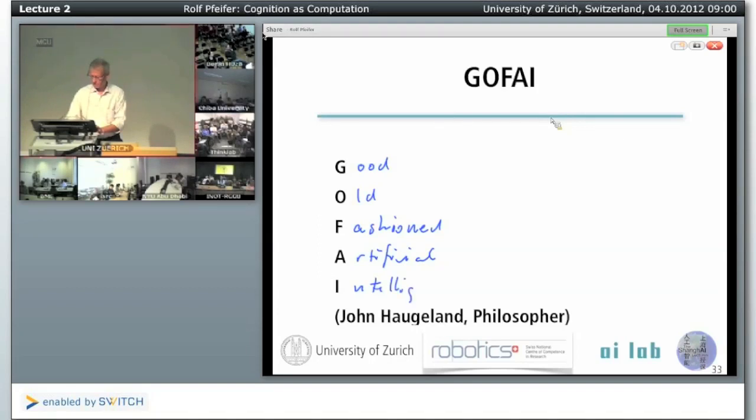So basically, this goes back to John Haugeland, a philosopher who thought a lot about what artificial intelligence or intelligence is all about. And so typically when we talk about GOFAI, we talk about symbolic representations, symbol manipulation, and all that.